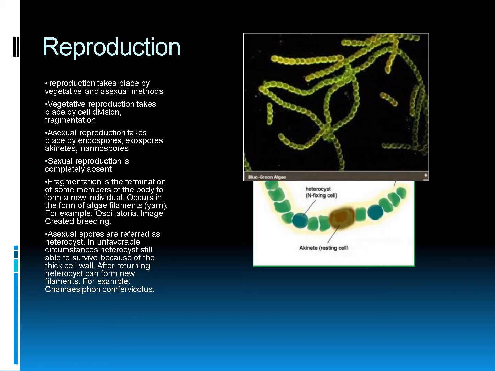Fragmentation is the detachment of some part of the body to form a new individual. It occurs in the form of algae filaments, also known as trichomes. One example is Oscillatoria. Asexual spores are referred to as heterocysts, and in unfavorable circumstances, heterocysts are still able to survive because of the thick cell wall. After conditions return, heterocysts can form new filaments. So, the two pictures are examples. The top picture is an example of fragmentation, and the bottom picture is an example of asexual reproduction.